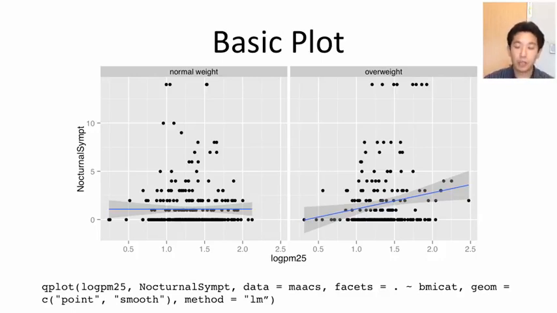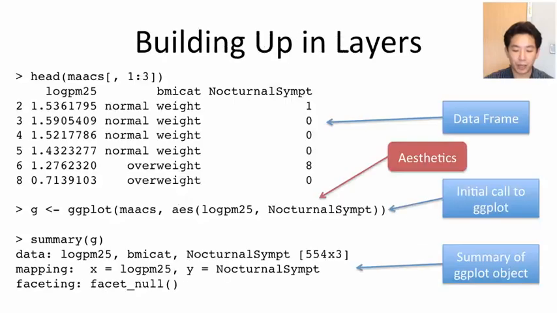You can make this plot very easily with the ggplot function by adding things like facets and geoms to the plot. But I'm going to recreate this plot using the lower level ggplot framework. So how do we build this up layer by layer? First we start with the data. Here I've got a little excerpt of the data frame, and you can see that there are 3 variables: log PM2.5, BMI category, which has 2 levels, normal weight and overweight, and then the number of days with nocturnal symptoms, which is going to be a number between 0 and 14 because it's over the last 2 weeks.